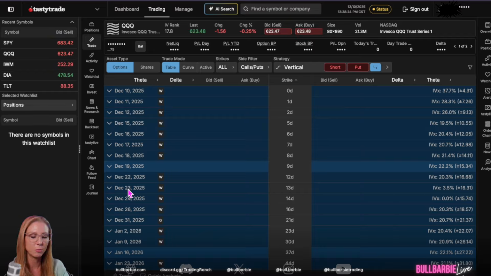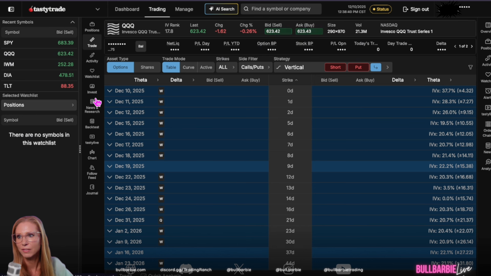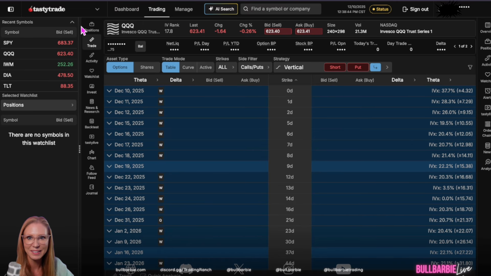their platform is more NinjaTrader, and Tasty is more Tradovate, because you can do it on the web. You can have a little platform, and I just have the option chain on here, but they do have charts and everything. Where even is chart? I don't know. This isn't the way I usually have it set up, so I'm a little bit lost.